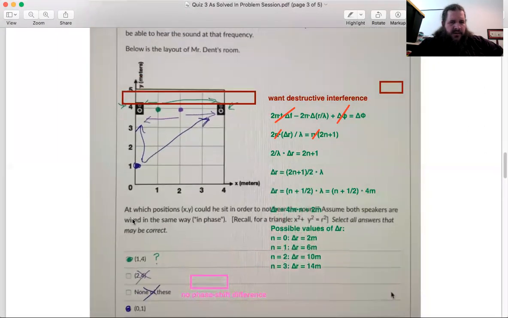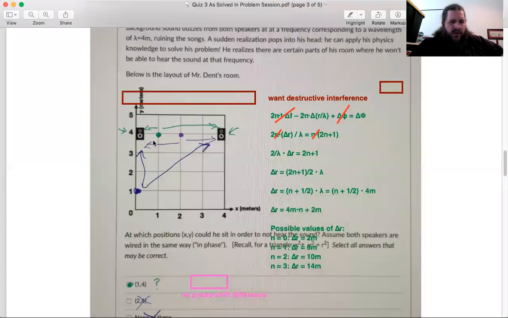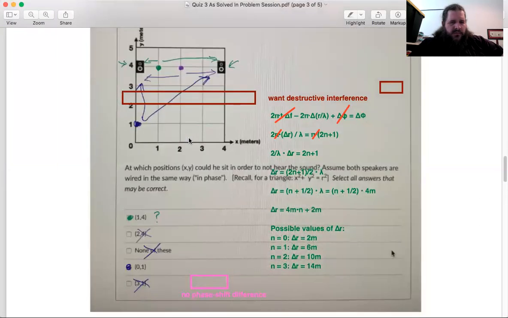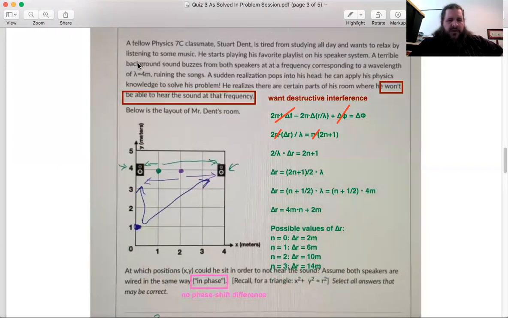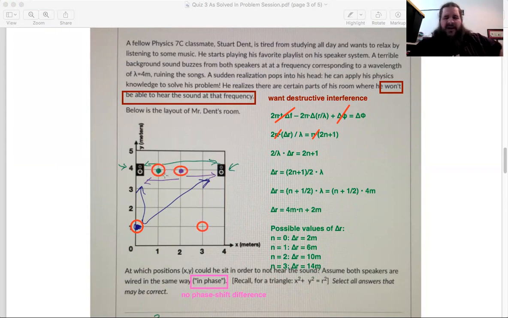Yeah, 0, 1, 1, 4, 2, 4, and 3, 1. Mark 3, 1 also. So for these locations, we've got 4 locations we want to check here. And what we care about is the actual delta x. Or sorry, delta r, because we care about the difference in path length. So for instance, I think these ones on the same y value as the speakers are going to be easiest.